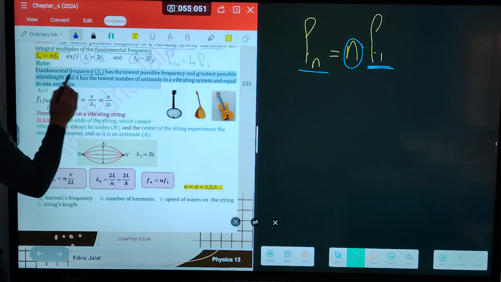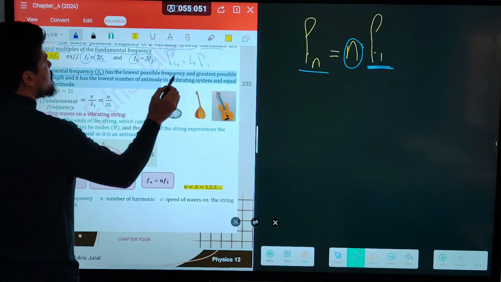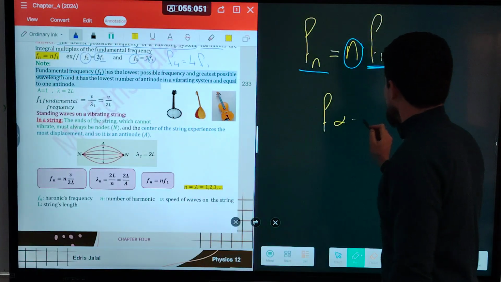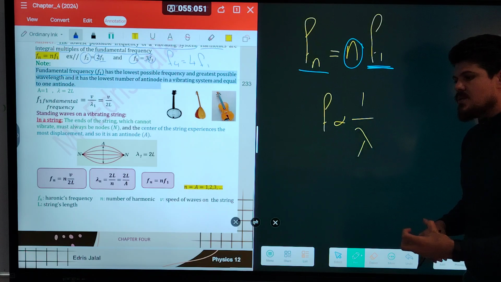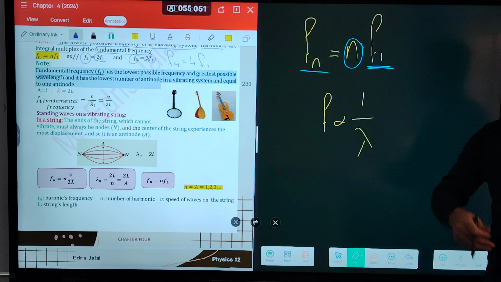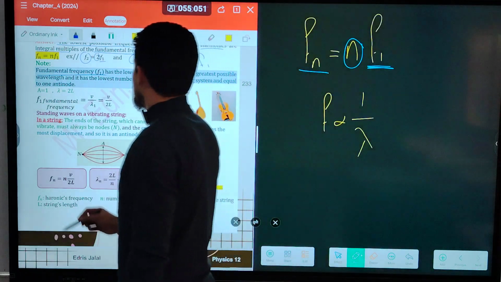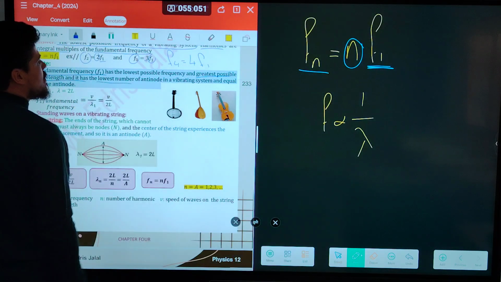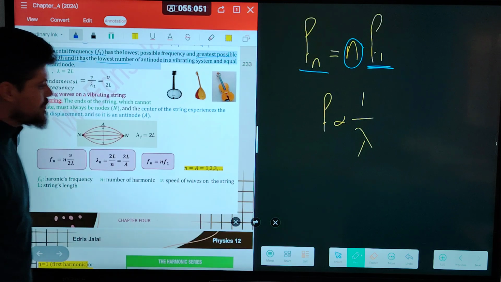Fundamental frequency, F1 has the lowest possible frequency. That is why we call it fundamental or basic frequency. Has the lowest possible frequency because frequency is inversely proportional to the wavelength. Guys, if the fundamental frequency has the lowest frequency, it means that it has the longest wavelength. In the fundamental frequency, F1, we have the greatest or largest possible wavelength, and it has the lowest number of antinode in a vibrating system and equal to 1 antinode. Okay?